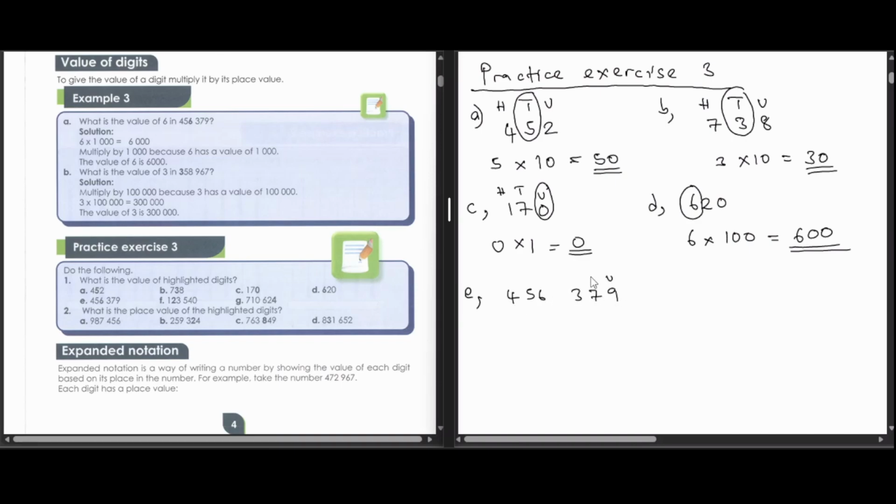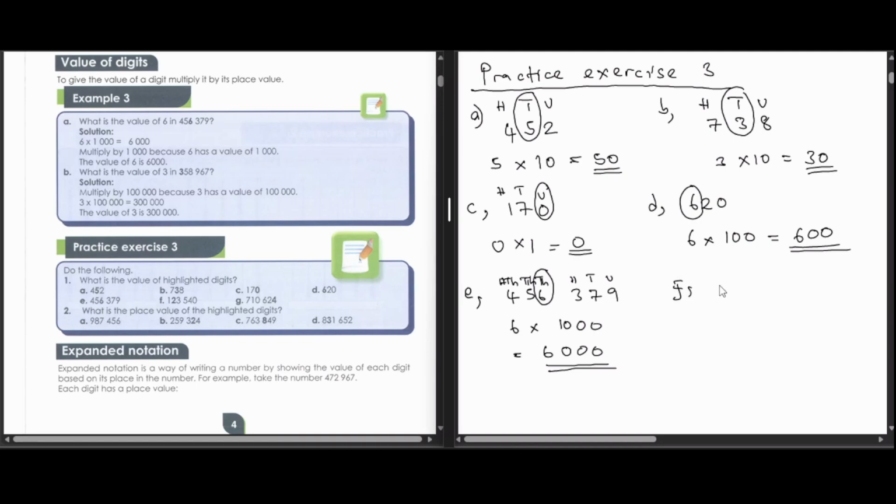456,379. Units, tens, hundreds, thousands, 10,000s, 100,000s, like that. 6 ari under thousands, so it's 6 times 1,000. The value of 6 in this case is 6,000. That's E for you. Then tikaenda pa F.